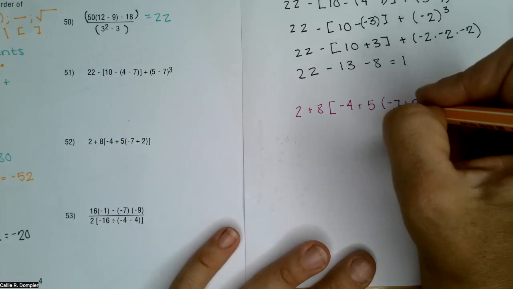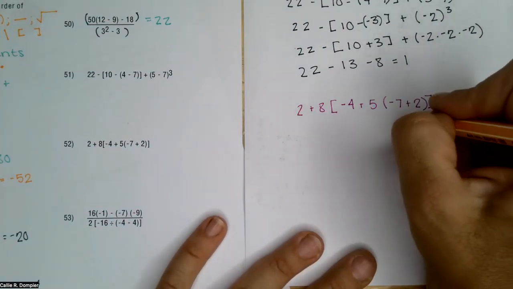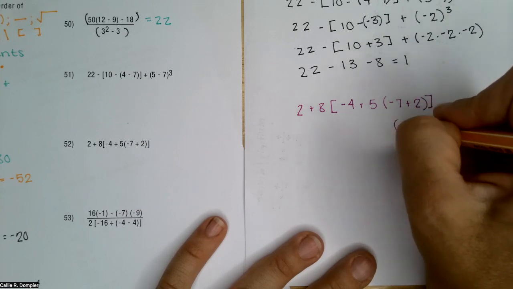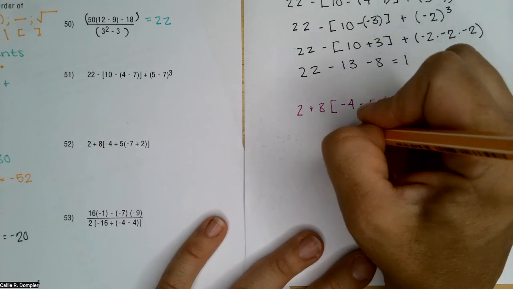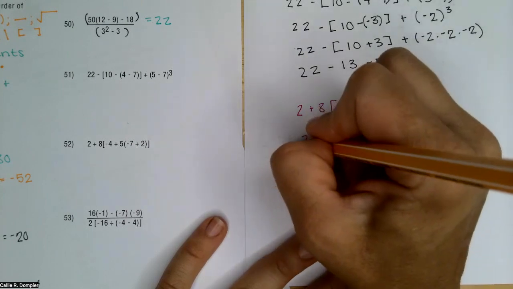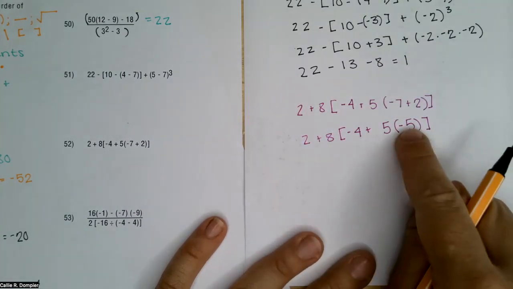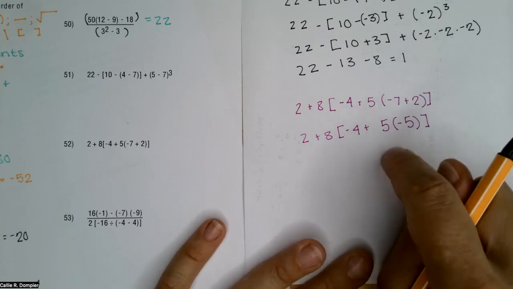Okay. So -7 plus 2 is the innermost parentheses. 7 minus 2 is 5. The 7's a negative, so the 5's going to be a negative. And then there was a 5 outside of it. Sorry, I'm kind of going backwards. We're working within the grouping symbol, so the -7 plus 2 became a -5. Everything else stayed the same.